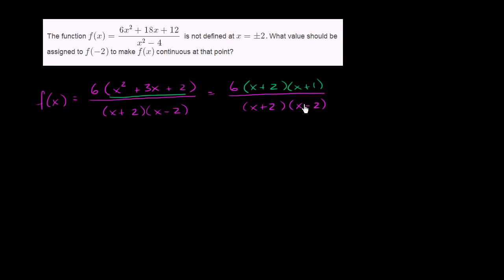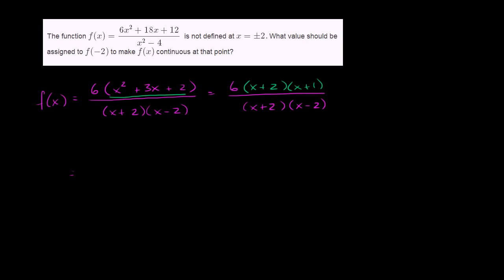Now, if we know that x does not equal negative 2, then we can divide both the numerator and the denominator by x plus 2. The reason I'm making that constraint is that if x were equal to negative 2, then x plus 2 is going to be equal to 0, and you won't be able to do that. We don't know what it means to divide something by 0. So we can divide the numerator and the denominator by x plus 2, but we have to assume that x is not equal to negative 2.